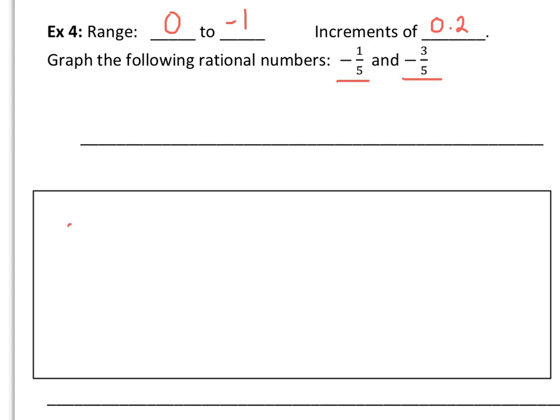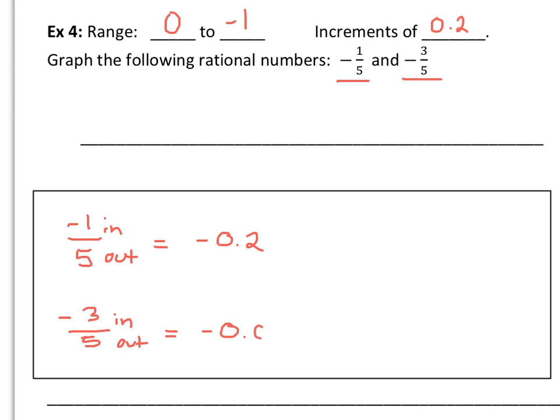To do this problem, the first thing that you might want to do is convert your fractions into a decimal. Now if you use in and out, you will know that the decimal form of negative 1/5 is actually negative 0.2. If you're given the fraction form of negative 3/5 and you use in and out, the decimal form of that is negative 0.6.